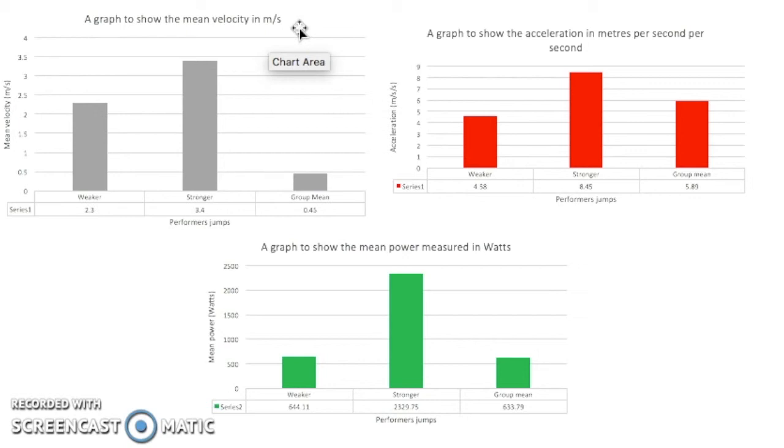The reason why the performer had a greater height, which I'll talk about later, was because they generated a greater velocity. This greater velocity generated was able to power the stronger performer higher into the air, therefore having an effect on the height of the jump. This is also to do with the stretch-shorten cycle. So, as a person is going in the downward phase, this is the eccentric phase, this is when energy is generated.